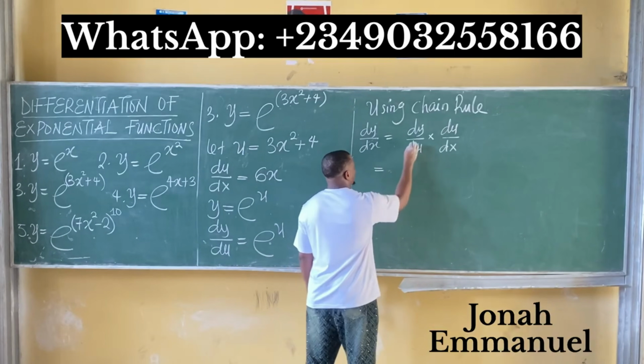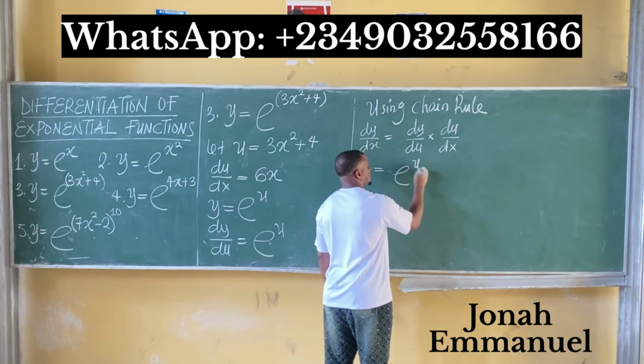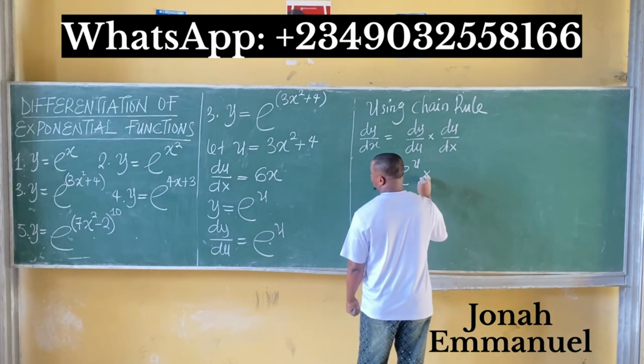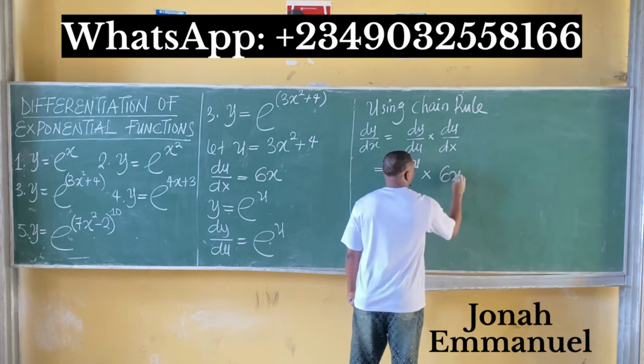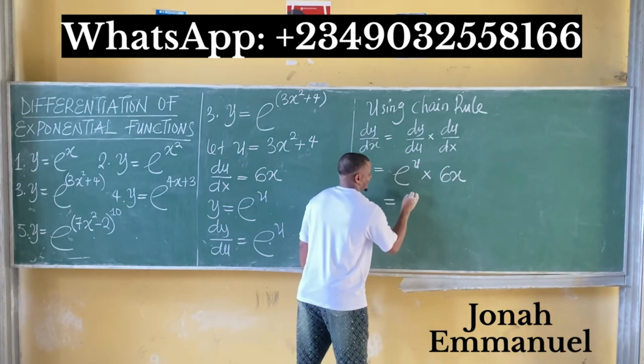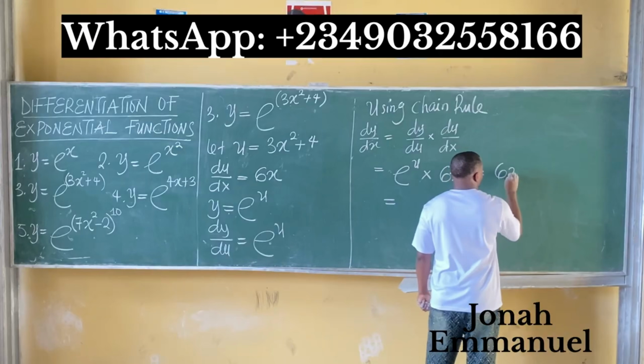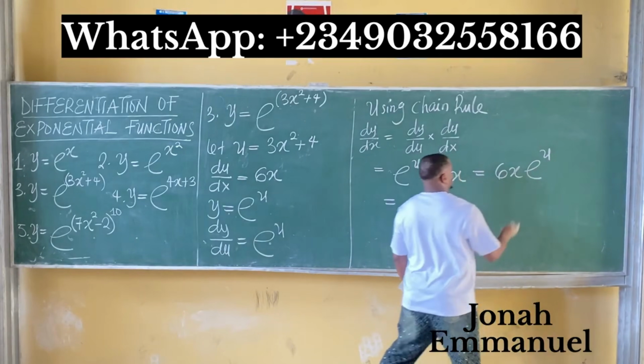And that's equal to what's dy/du? Exponential U times what's du/dx? 6x. So please multiply this. What do you get there? That's equal to 6x exponential U.